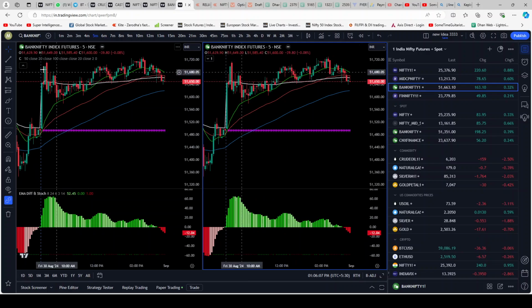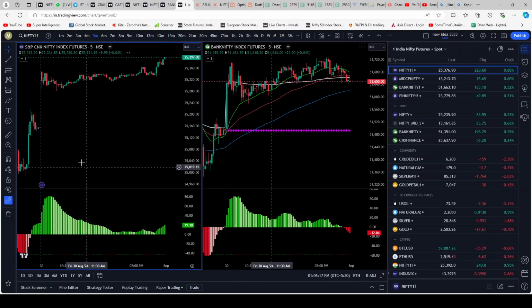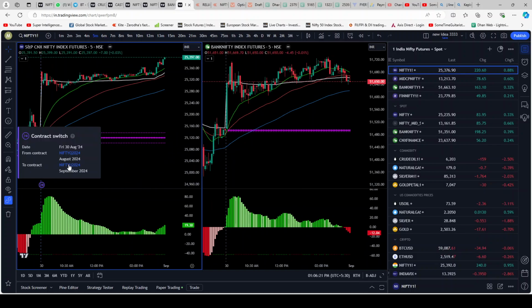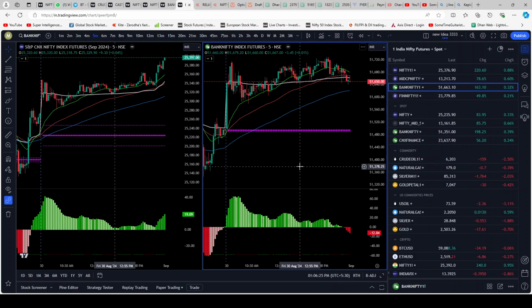Now, how do we use it? Very simple. First of all, VWAP, as you all know, I consider the market. Let me switch to Nifty 50 on the left. Okay, so this is Nifty 50 futures on the left, and this is Bank Nifty futures on the right. My own thinking is whenever candles are above VWAP, it's bullish. When candles are below VWAP, it's bearish. However, VWAP is more accurate after 10:30, 11 in the morning. So that's point number one.